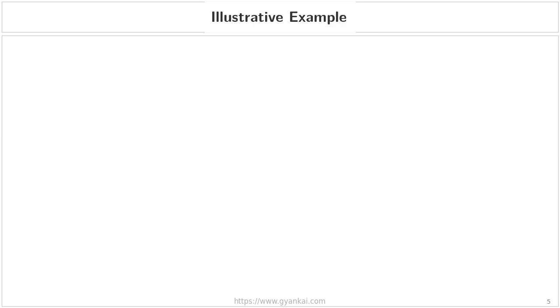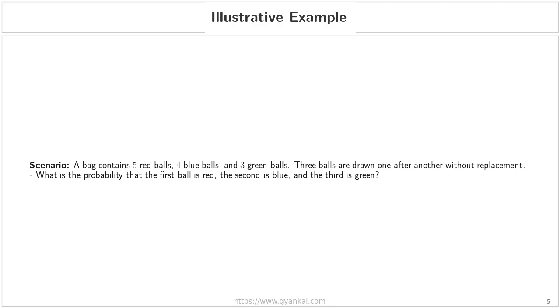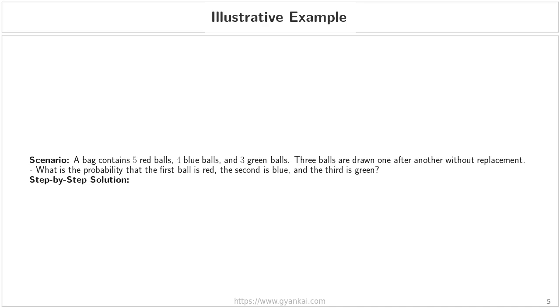Illustrative example. Now that we have derived the general formula, let's apply it to a concrete scenario to see how it works in practice. Imagine we have a bag containing 5 red balls, 4 blue balls, and 3 green balls. We are going to draw 3 balls from this bag, one after another, and importantly, we are doing this without replacement. Our objective is to calculate the probability that the first ball drawn is red, the second is blue, and the third is green. To solve this, we will follow a systematic, step-by-step approach.